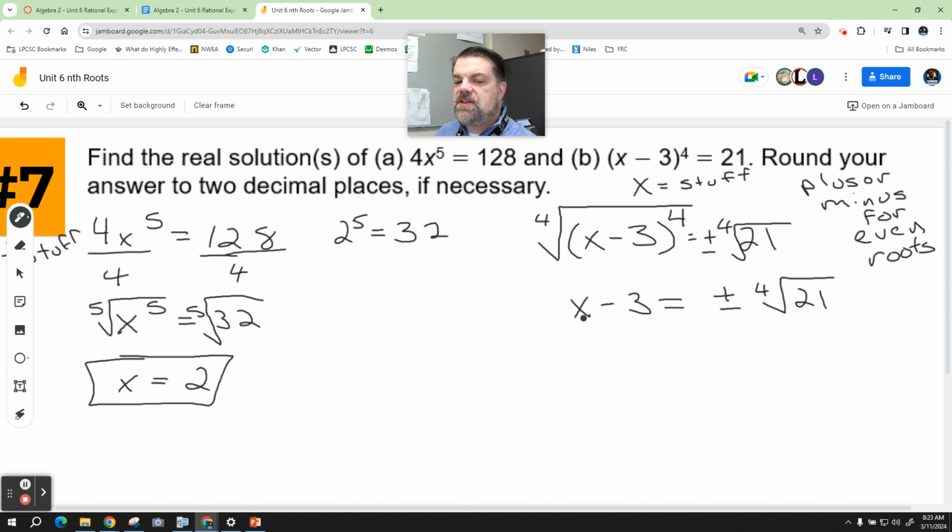So now, to get this x by itself, I need to move this 3 away. Since I'm subtracting by 3, I do the opposite, which is add 3. Whatever I do on one side of the equal sign, I have to do to the other. And I get x equals, now this is a positive 3. You could write the plus sign down, but you don't need to. Plus or minus the fourth root of 21.